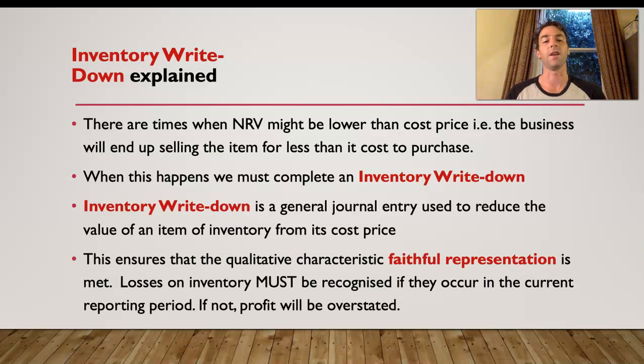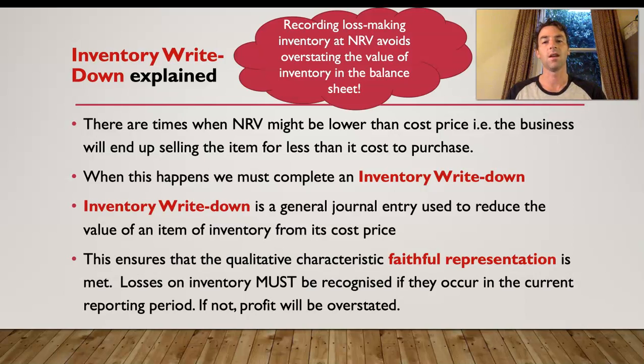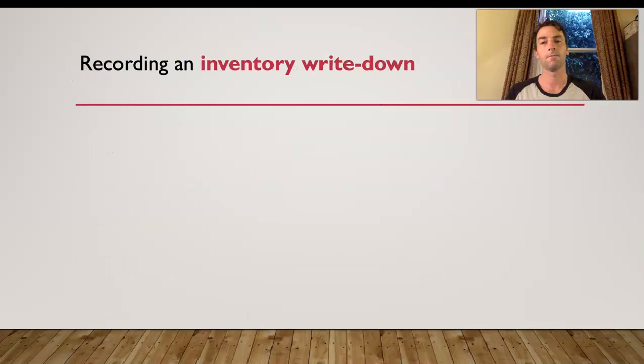And this ensures that the faithful representation is met. And we do this because losses on inventory must be recognised if they occur in the reporting period. Otherwise, our profits will be overstated because we're actually going to overstate our inventory value and overstate our assets as well. Let's go through the process and then go through an example.